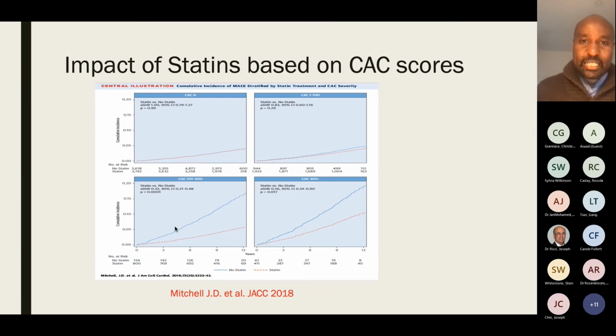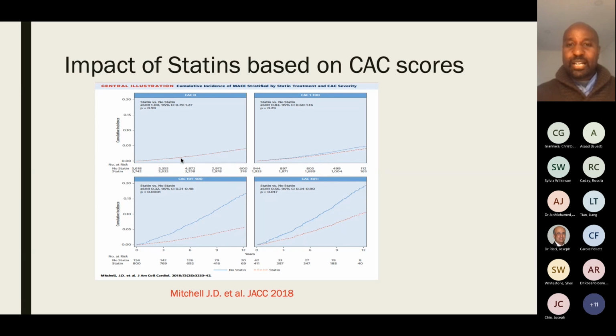This is a study looking at the impact of statins based on coronary calcium scores, and the outcome of interest here was 10-year MACE, so cardiac death or MI. And what they found here was that the impact of statins tended to be very much dependent on baseline calcium score. On the top left, this is people with a calcium score of 0, and red is the statin group, blue is no statin, and the lines are pretty much superimposed. There was no difference in 10-year event of MACE.